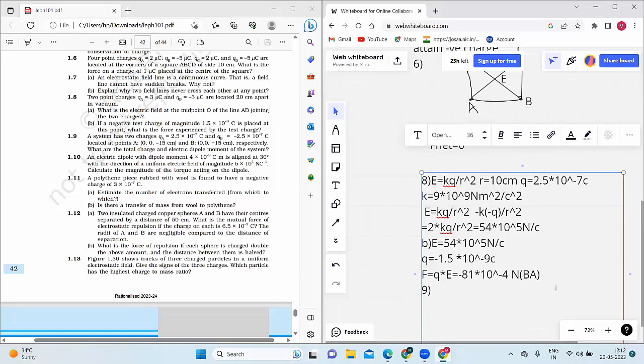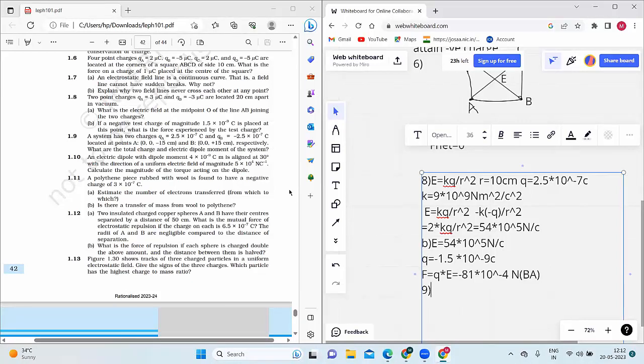Now we're going to the ninth question. The system has two charges, QA and QB, located at points minus 15 on the z-axis and plus 15 on the z-axis respectively. What are the total charge and electric dipole moment of the system?